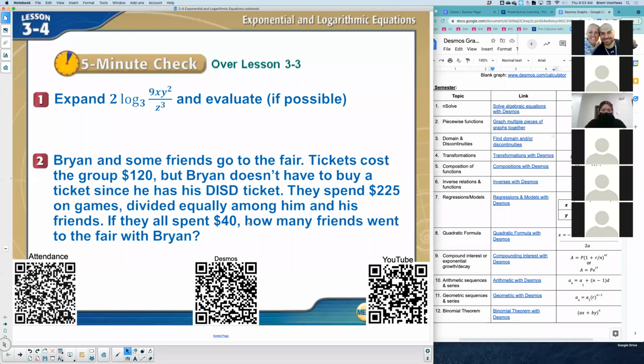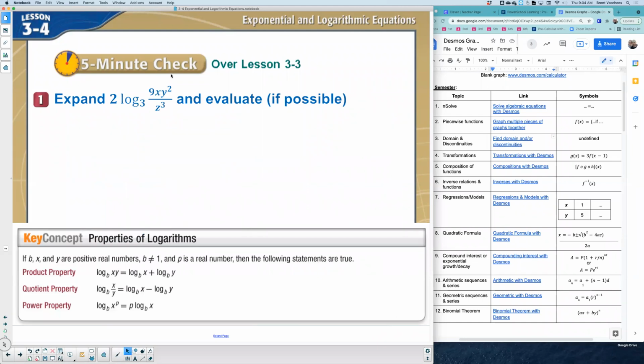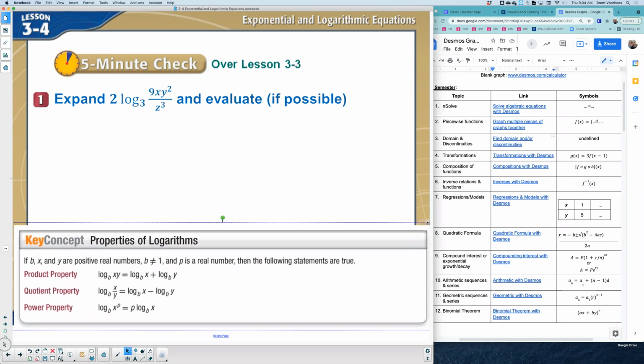Let's take a look at lesson 3.4. What you might notice is, number one, I have posted on my screen some properties of logarithms. Before we get going, when you expand, what I would recommend as a pattern of how to look for it is to first go through the product property.